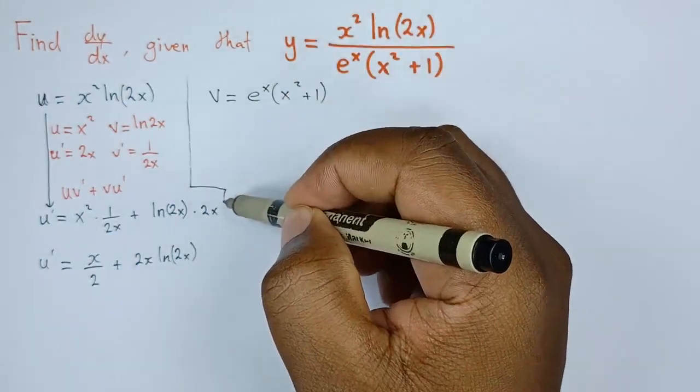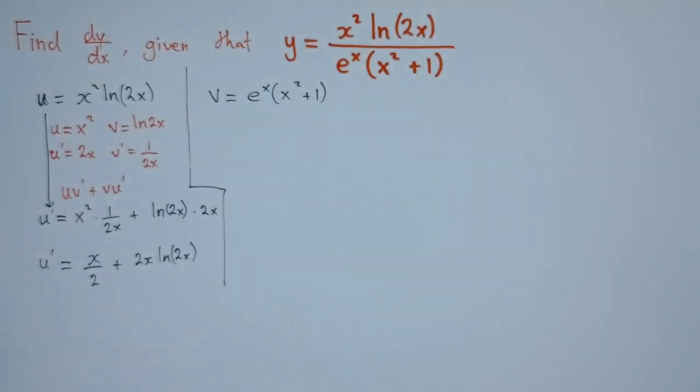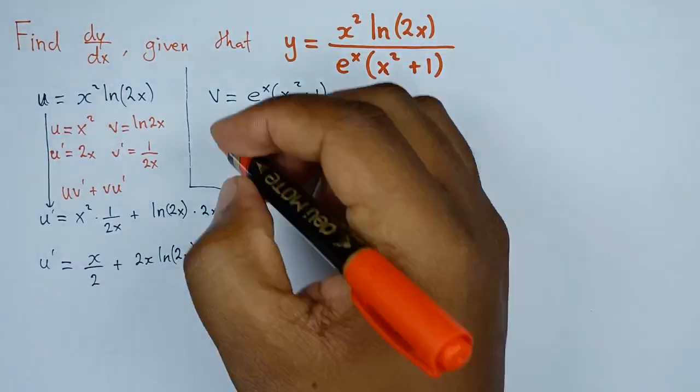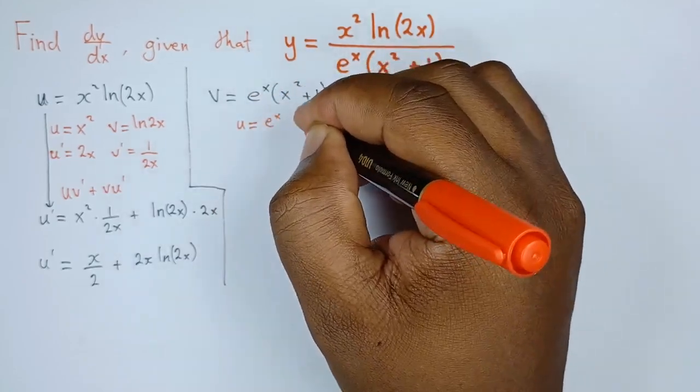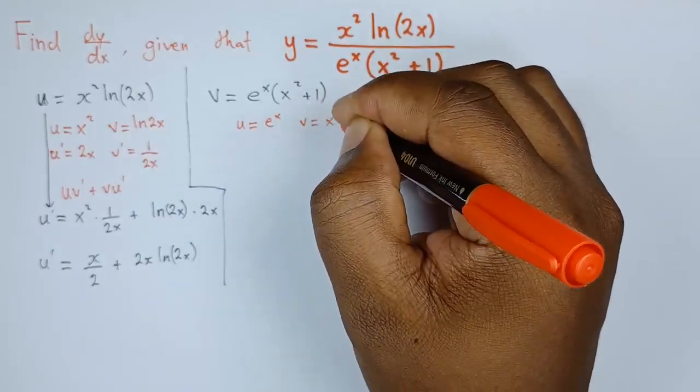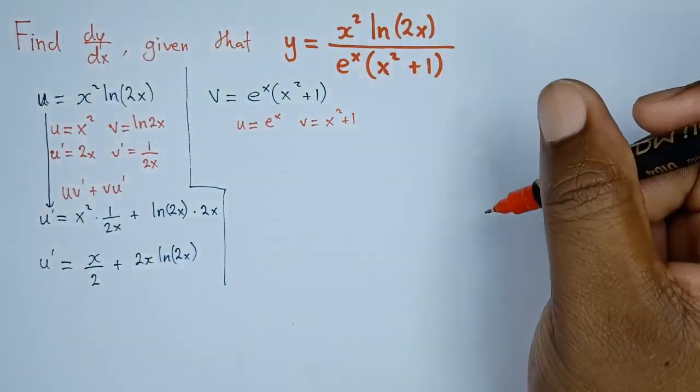Okay, let's just demarcate. So for this guy, we're going to do the same as well. We're going to take the product rule. So small u will be e to the x, and v will be x squared plus 1, like that.